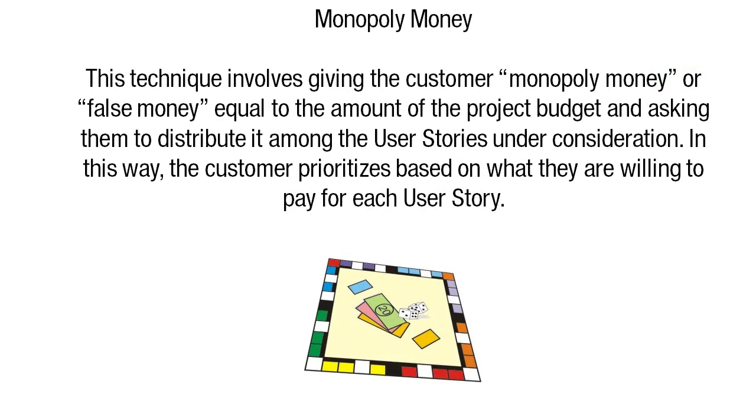Another technique is monopoly money. This technique involves giving the customer monopoly money, or false money, equal to the amount of the project budget, and asking them to distribute it among the user stories under consideration. In this way, the customer prioritizes based on what they are willing to pay for each user story.